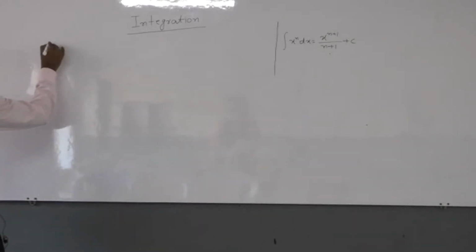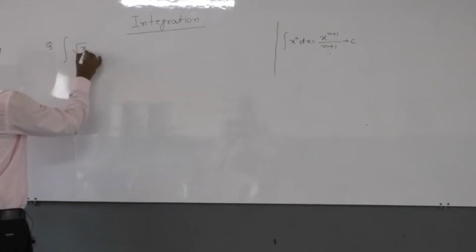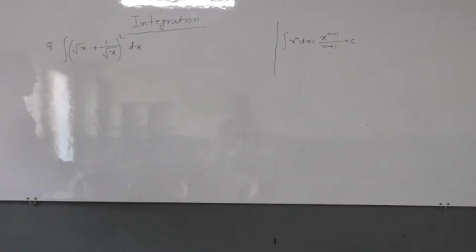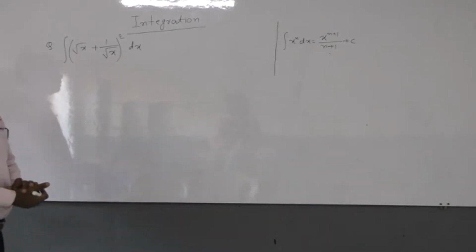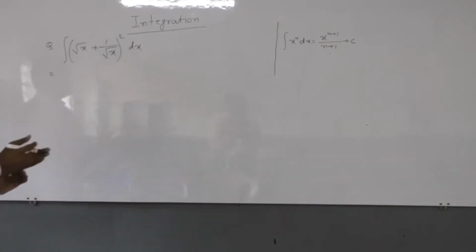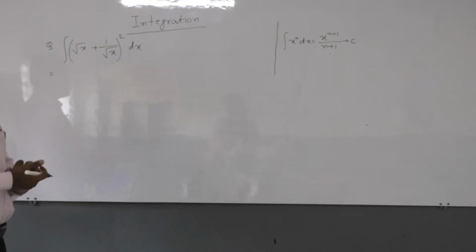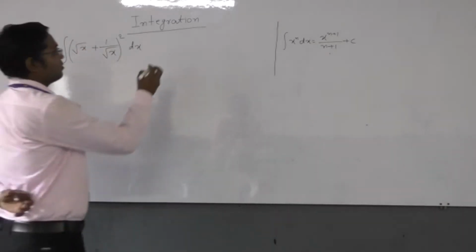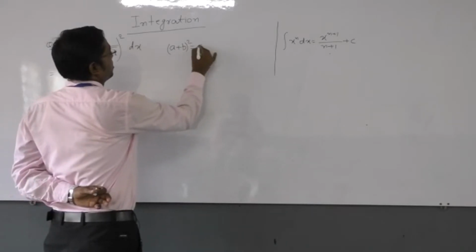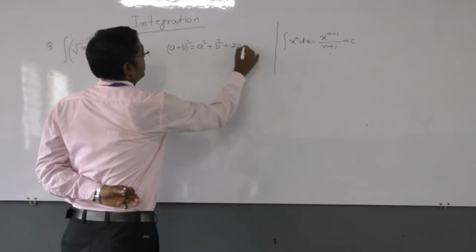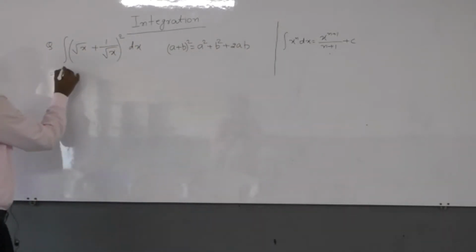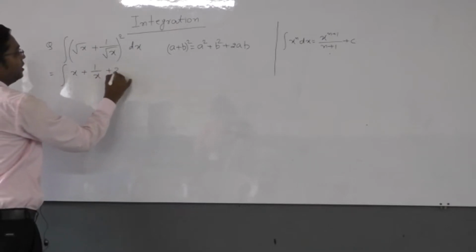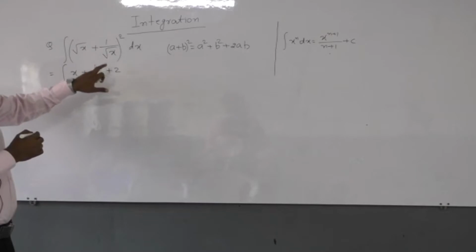Suppose we have to integrate this function: integration of root x plus 1 by root x, whole square, dx. If we see, this is again not in the standard form which we can use. So first we will try to bring it into the standard form using some algebraic rule or trigonometrical function, whatever it is. Here you can use the algebra formula for a plus b whole square, which we know: a plus b whole square equals a square plus b square plus 2ab. Let's use it here. This can be written as root x whole square, that is x only, plus 1 by root x whole square, that is 1 by x only, plus 2 into root x into 1 by root x, that will get cancelled and we will get 2 only.